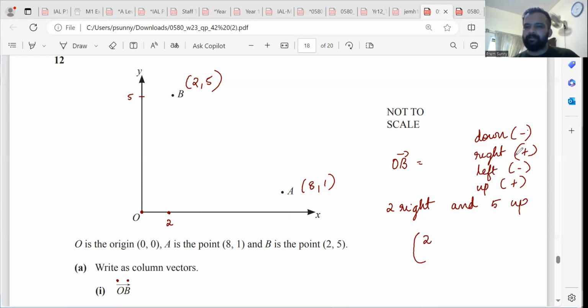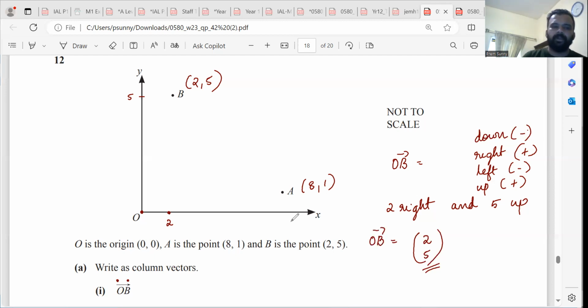Since right is positive, 2 towards right means it is positive 2. And I am moving 5 units up, and moving up is positive. The vertical movement, whether it is moving up or down, will be written at the bottom of the x value. That is, 2 is the x value. The horizontal movement we will always write at the top, and the vertical movement at the bottom. Here it is going vertically up, and up is positive. So 2, 5 will be the column vector OB.